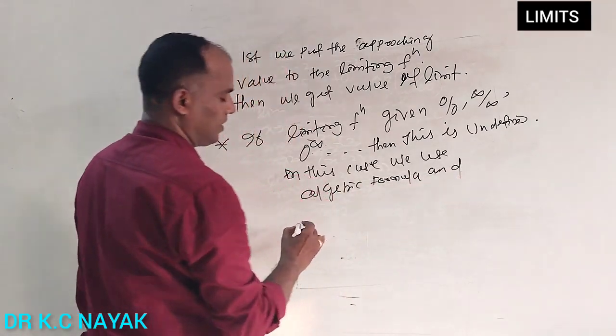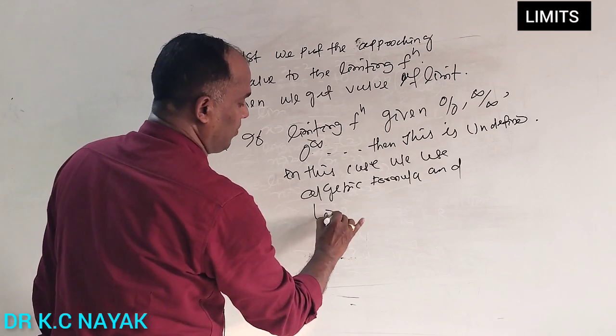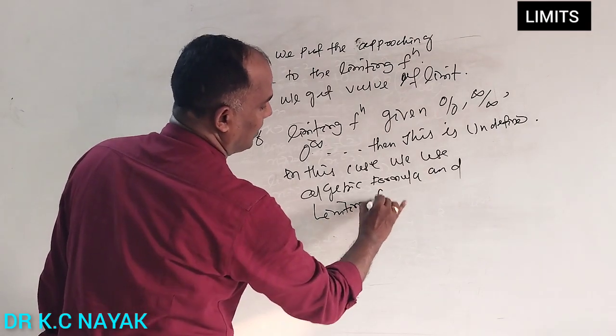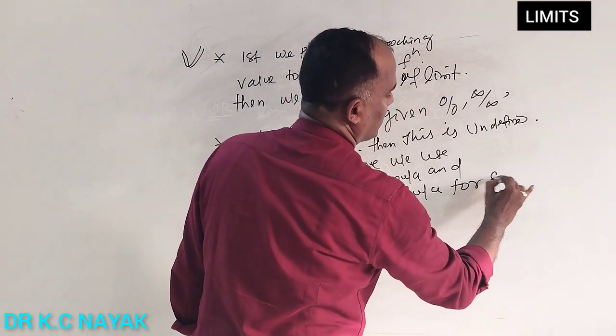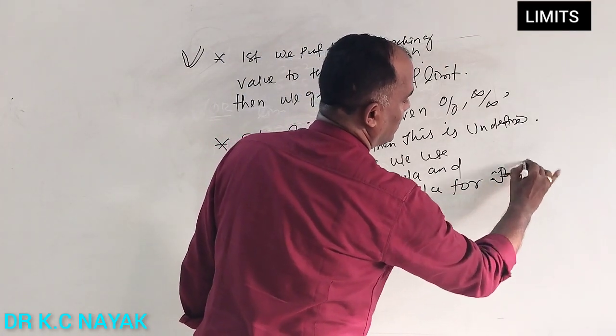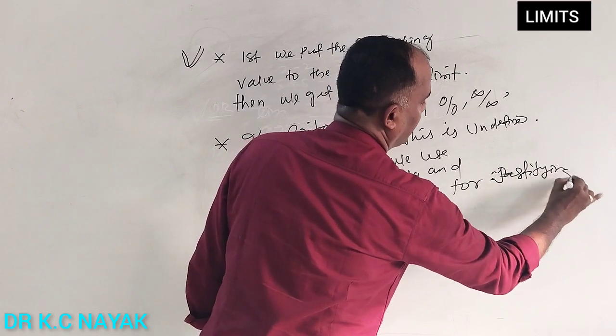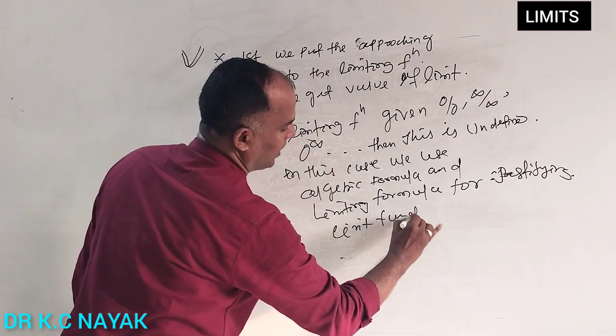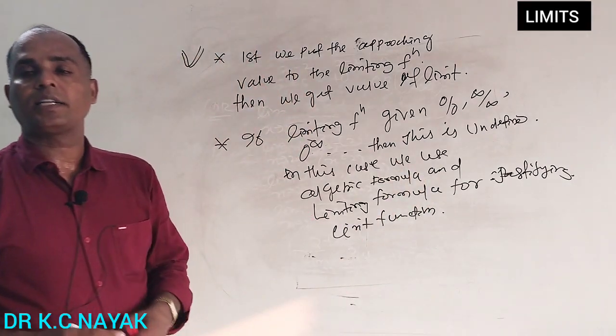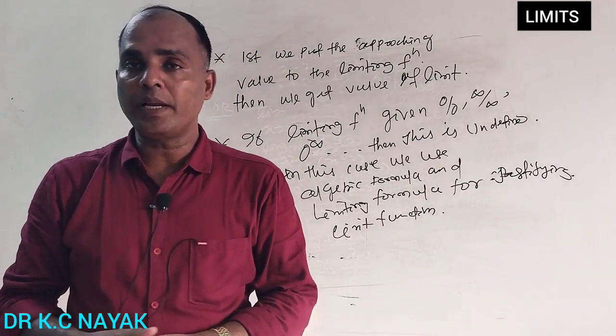and limiting formula for justifying the limiting function. Clear? What is the way we are getting the value of a limit?